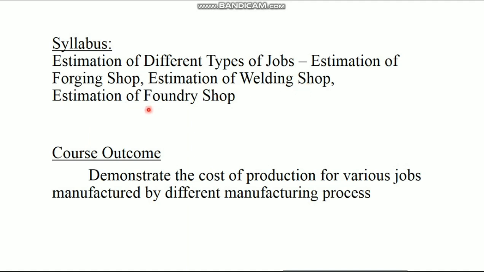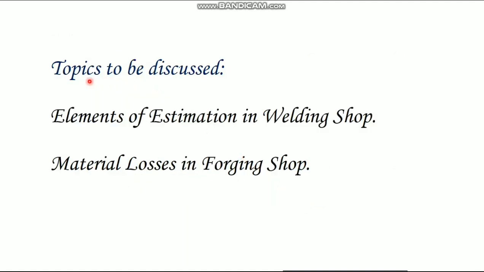By studying this course, the students will be able to demonstrate the cost of production for various jobs manufactured by different manufacturing processes. In this video, these are the topics going to be discussed. First one, elements of estimation in welding shop, then material losses in forging shop.